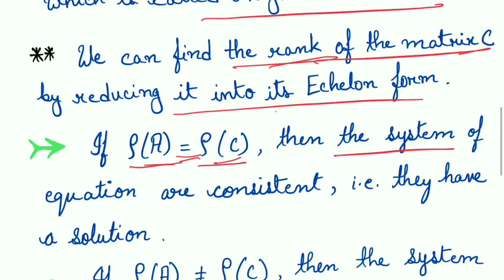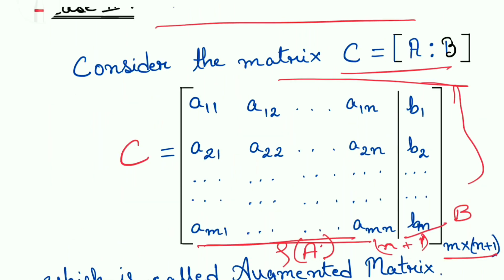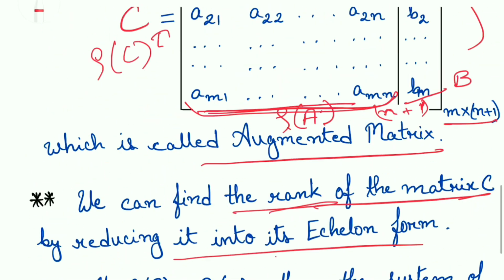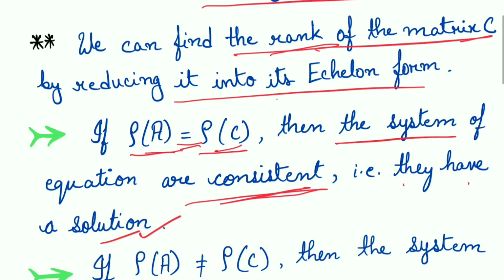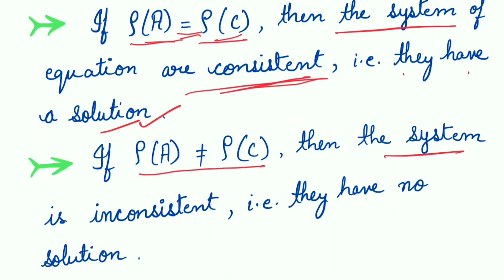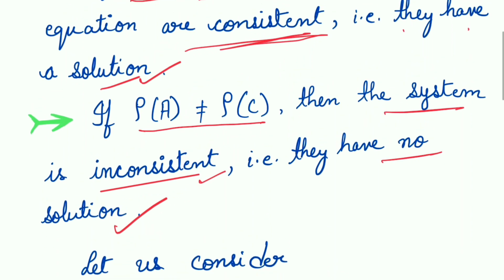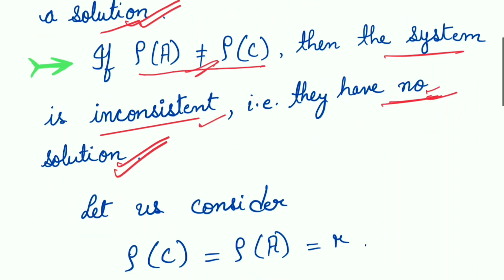So let us see this case. If rank of A equals rank of C, then the system of equations is consistent, that is, they have a solution. Now in the next case, if rank of C is not equal to rank of A, that is, the rank of the coefficient matrix is not equal to the rank of the augmented matrix, then the system will be inconsistent, that is, they have no solution. So from the augmented matrix, we get two cases. If rank of A is equal to rank of C, then consistent and they have a solution. If rank of A is not equal to rank of C, then the system is inconsistent and they have no solution.